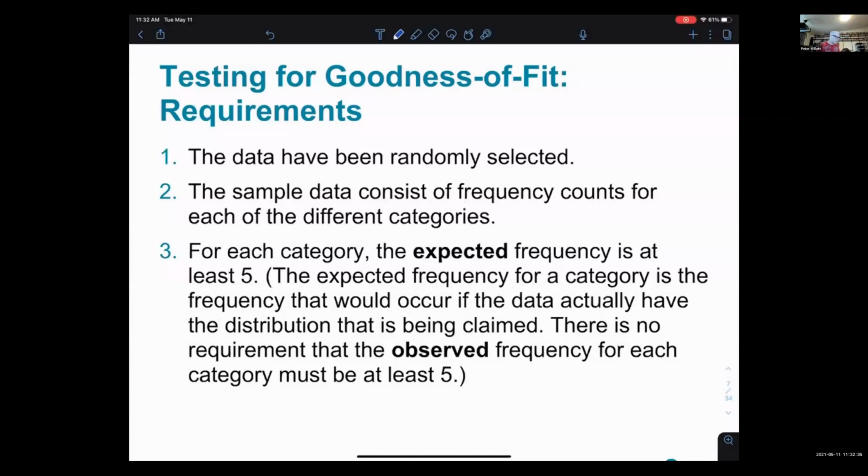There's no requirement that the observed frequency for each category must be at least 5. Of course, it might be that you mistakenly think that there's a category represented and it's not, and your observations are the way to see that. But if you thought it would be, you have to have enough people in your sample so that the level you thought you'd see would reach at least 5. And then maybe the observations will turn out to be different.